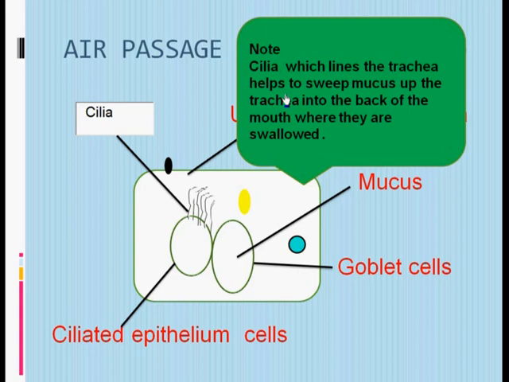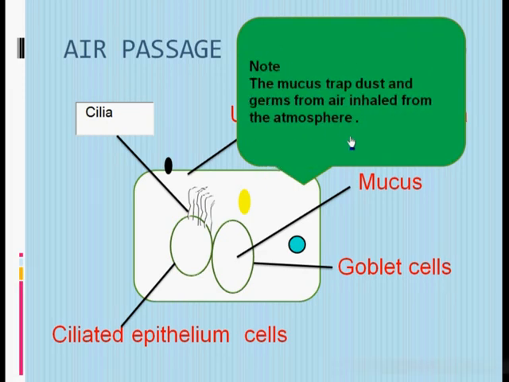All right, now note, the cilia which line the trachea help to sweep the mucus up the trachea into the back of the mouth where it is swallowed, and you saw that in the picture before, didn't you? Now what else? Note, the mucus trapped the dust.